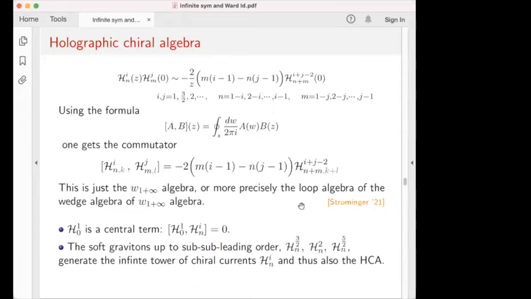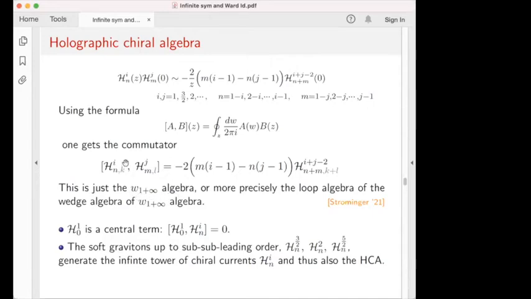This is called a loop algebra because this is actually a Kac-Moody-like algebra. And the wedge algebra comes from the fact that here n and m are restricted in the wedge. So it goes from 1 minus l to l minus 1. For simplicity, I will just call it the W1+infinity algebra.